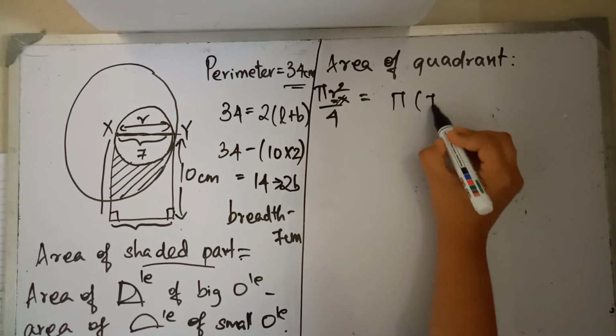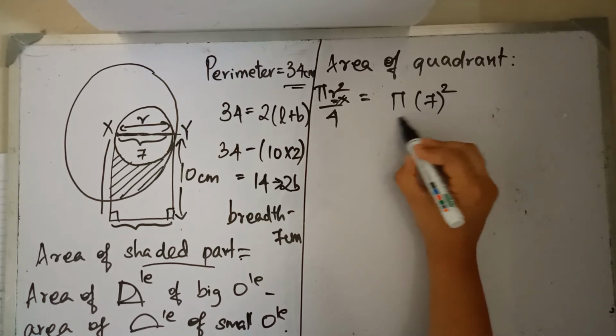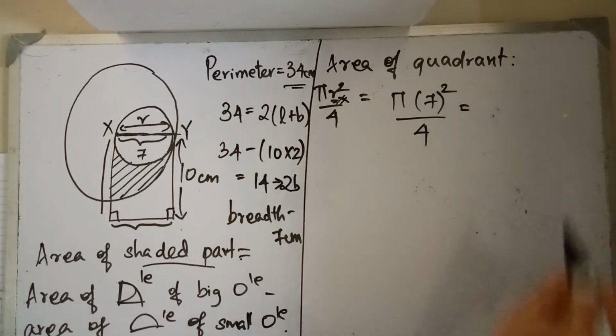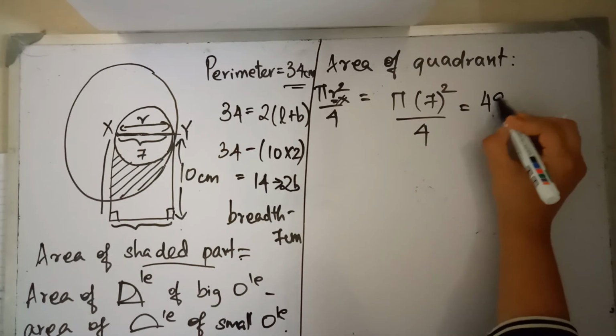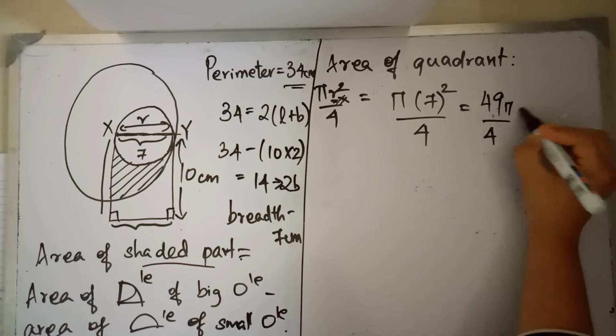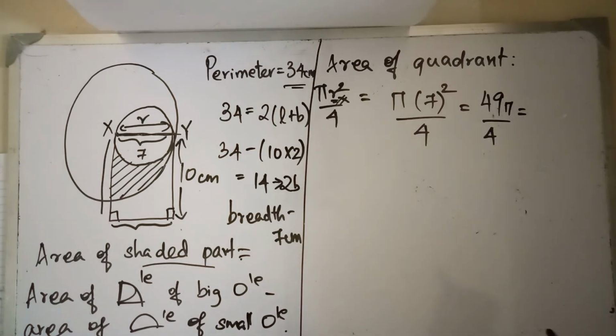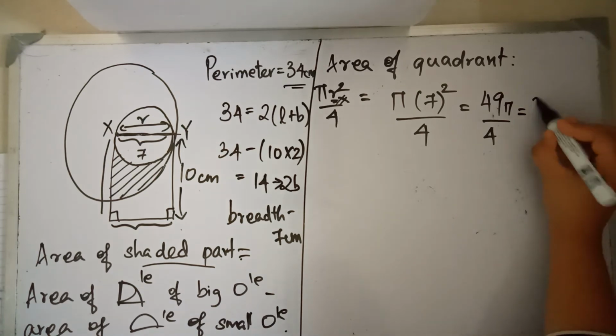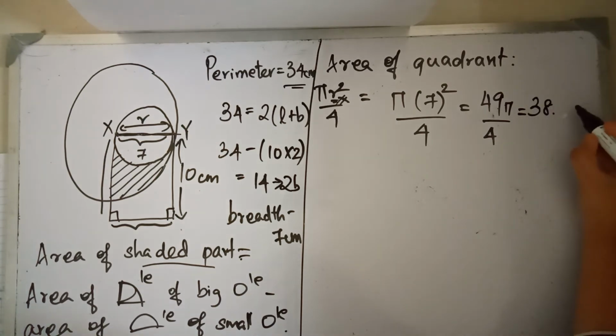So now we can substitute it here. Pi r square by 4 will give you a value of 49 pi by 4, and on calculating it you will get 38.465.